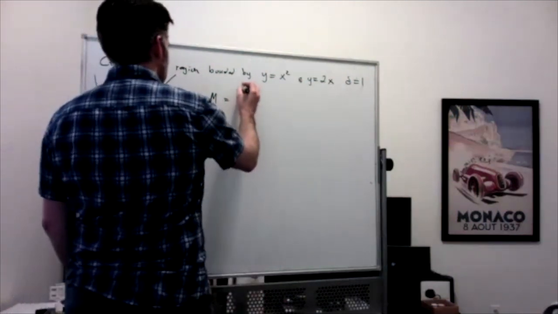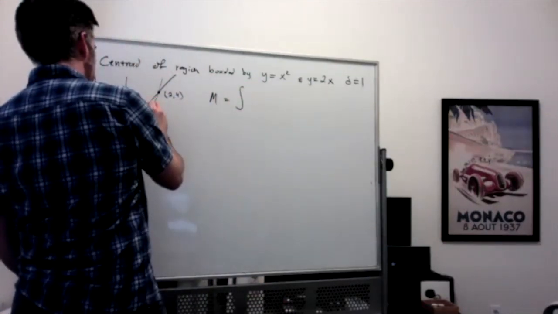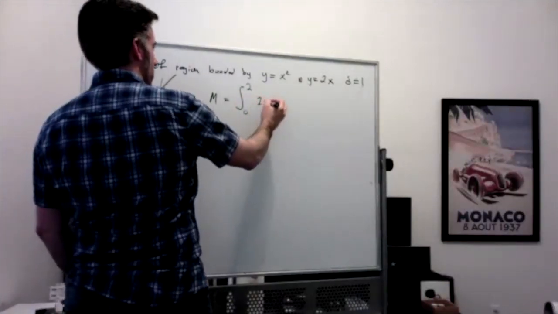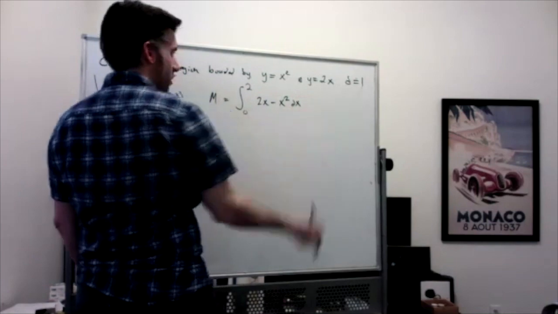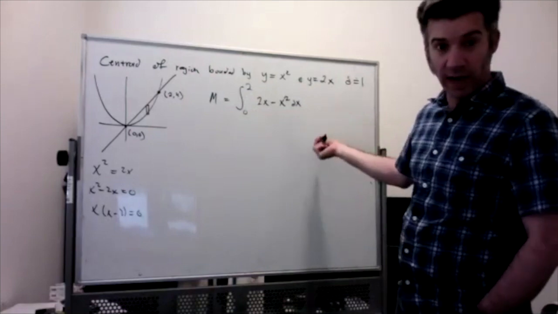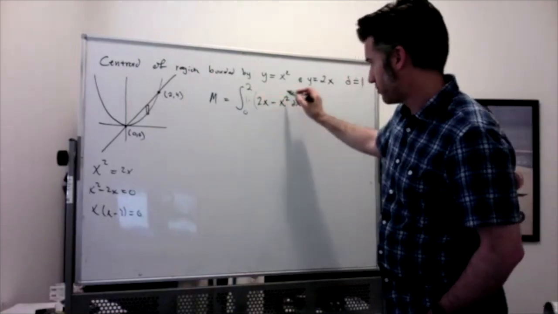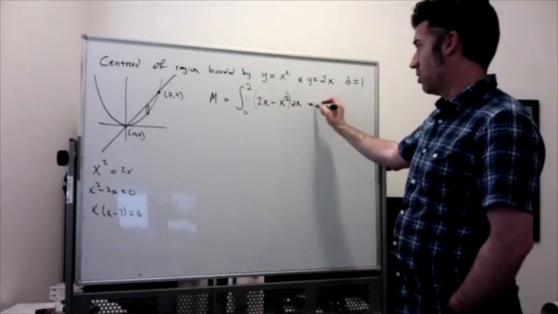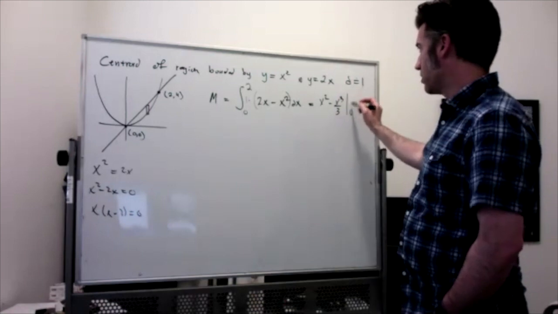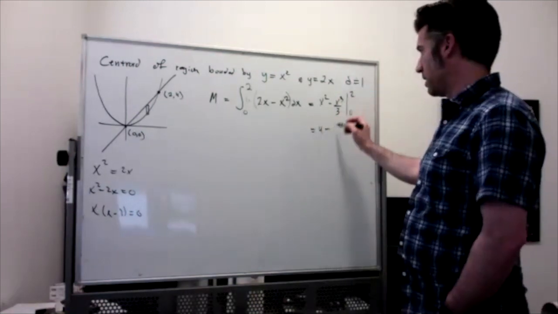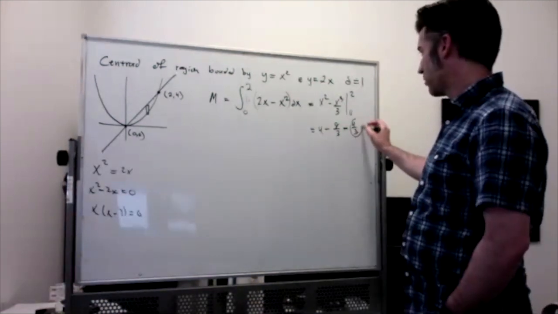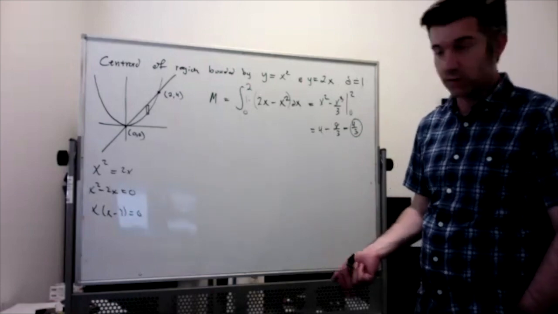So that's going to be the integral from 0 to 2 of the top function minus the bottom function. That's the area of my rectangle, and the density, which I didn't write, is 1. Integral of 2x is x squared, integral of x squared is x cubed over 3. From 0 to 2, we get 4 minus 8/3, 12/3 minus 8/3 is 4/3. Great, there's the mass of my region, the area of my region.